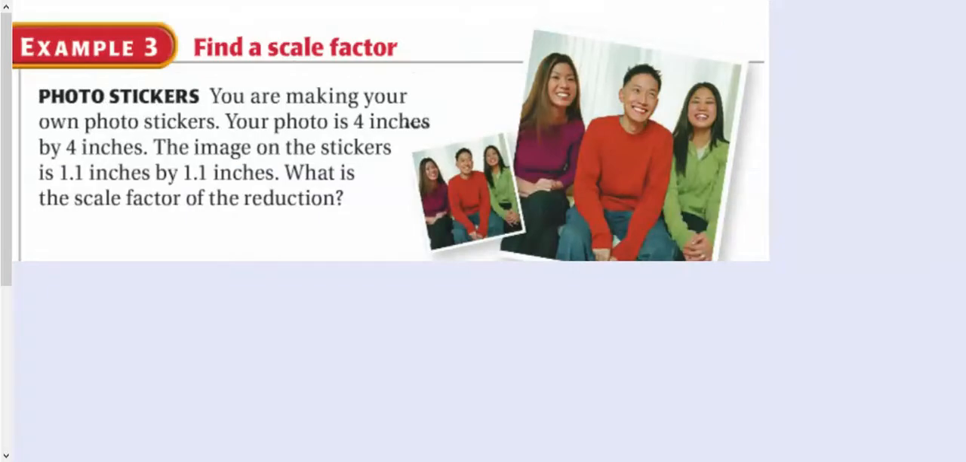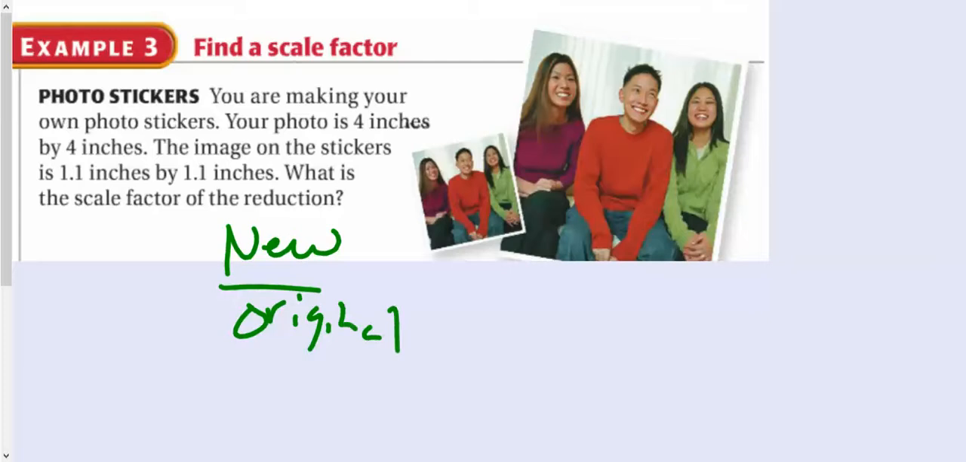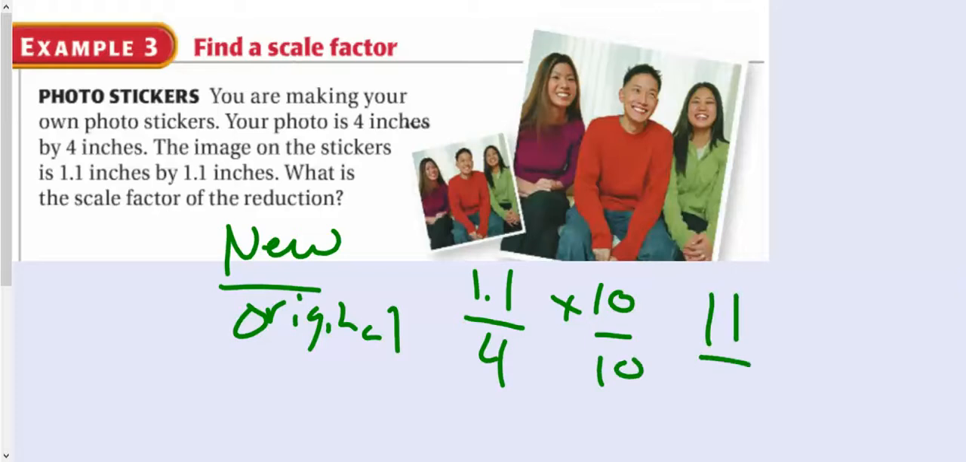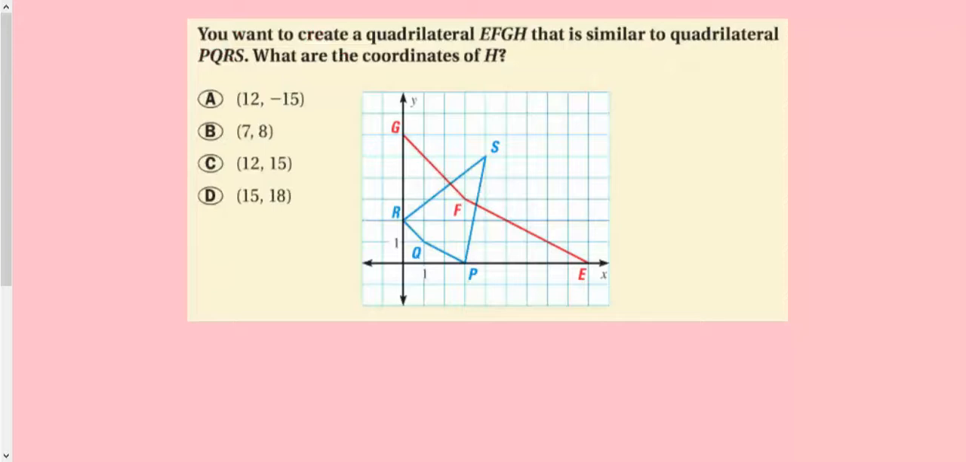You are making your own photo stickers. Your photo is 4 inches by 4 inches. The image on the sticker is 1.1 by 1.1. What is the scale factor of the reduction? So we want the new over the original. Okay, so the new is 1.1. The original is 4. I don't like decimals, so I'm going to multiply by 10. Multiply top and bottom by 10, so that's 11 over 40. There you go. Decimals and fractions, I don't like that.